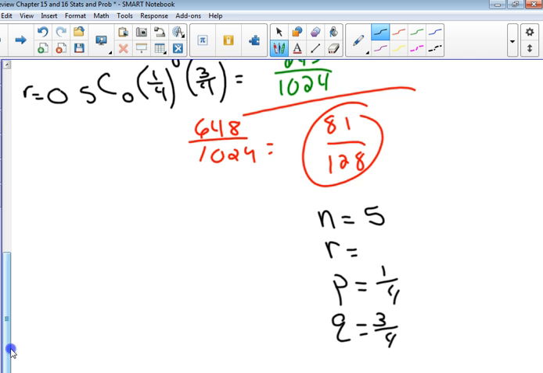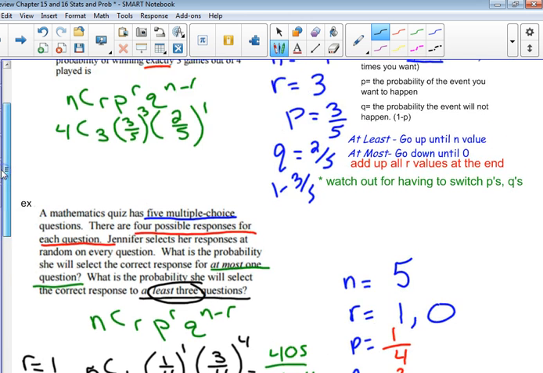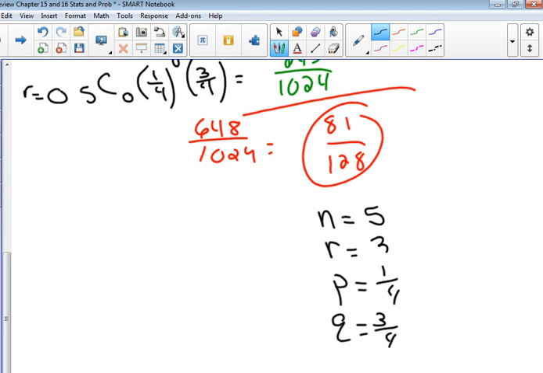But if it said at least 3 questions, anybody know what the r's have to be? 3, 4, and 5. Good. You always go up until you get to the end value. So when you calculate the second part of this, you would do when r is 3, when r is 4, and when r is 5, and then add all 3 of those together. That's really long. If you guys don't want to calculate it, you don't have to. The toughest part is getting the n, r, and p.